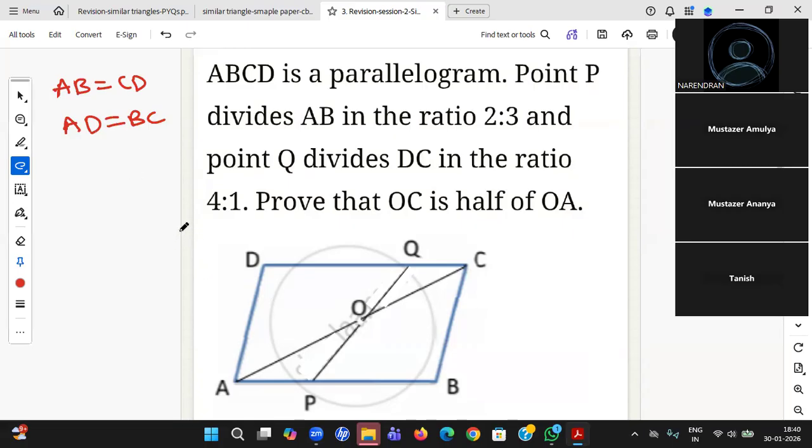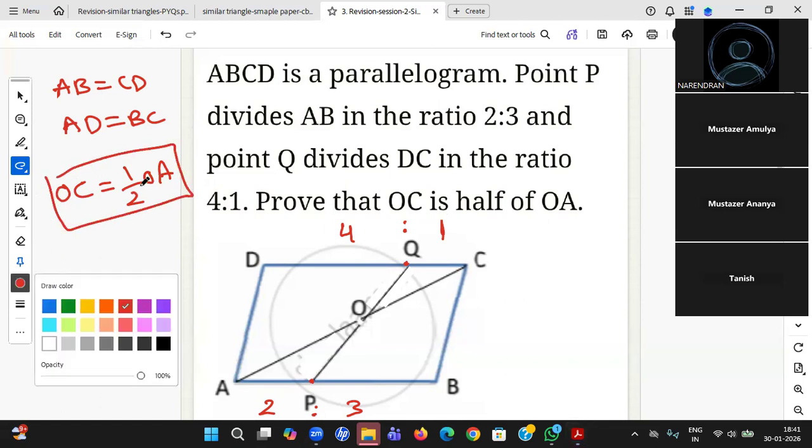Okay. Now, point P divides AB in the ratio 2:3. Point P is here. It is dividing this in 2:3. And point Q divides CD in the ratio 4:1. Point Q is here. It is dividing in the ratio 4:1. Prove that OC equal to half times OA. Okay, this is what I need to prove.